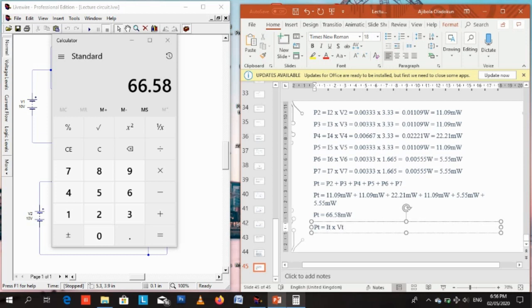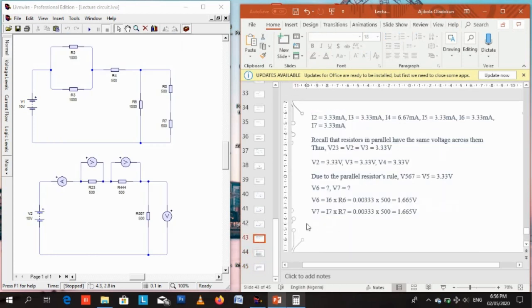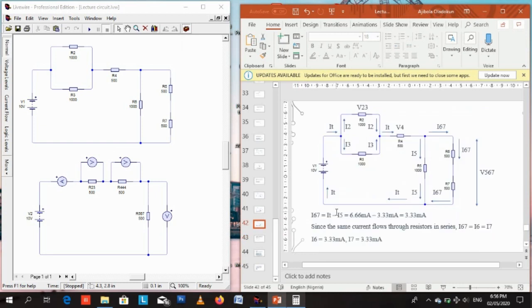So I can either ask you to determine total power supplied by the battery or total power consumed by all the loads. It's the same thing. It's still the same PT. We determined that already. So I hope you're able to understand this particular diagram with all the arrows in there. It's vital that you do.